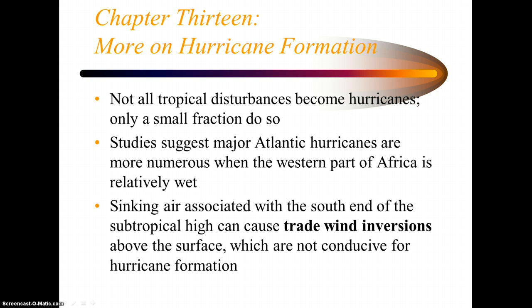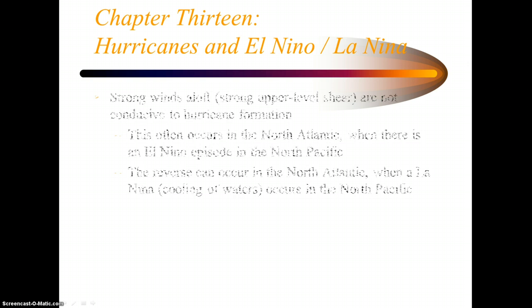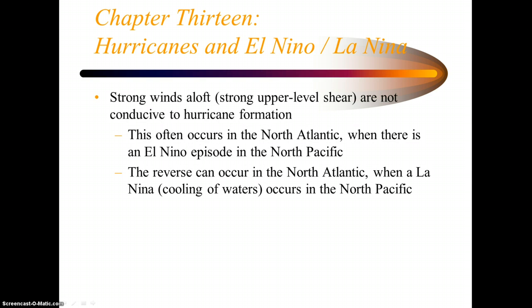Sinking air associated with the south end of subtropical high pressure systems can cause what we call trade wind inversions. That means warm air aloft. If there's warm air aloft due to a trade wind inversion above the surface, that tends to not be conducive for hurricane formation.